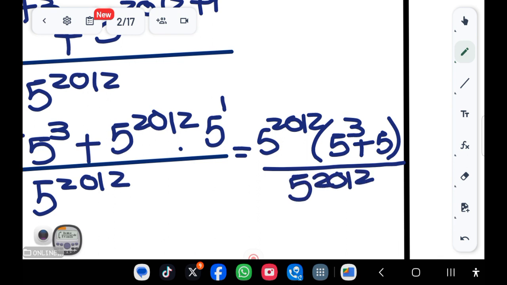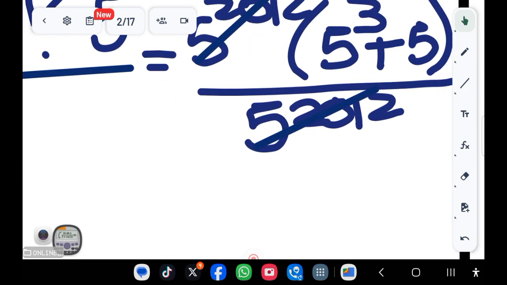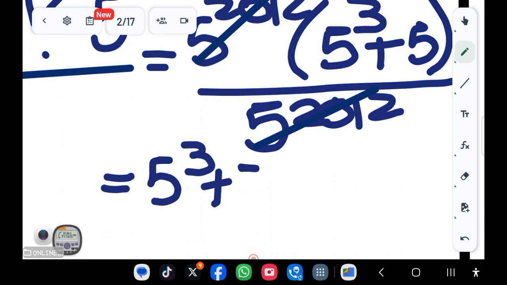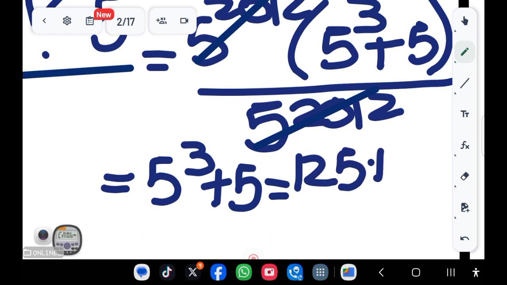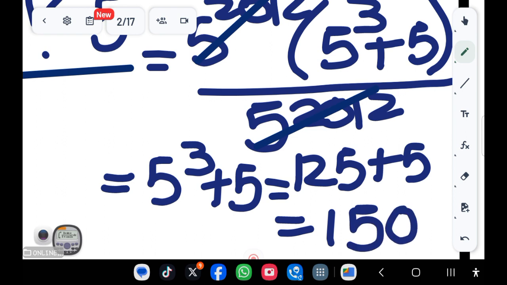And the 5 to the power of 2012 cancel out, and that leaves you with 5 to the power of 3 plus 5, and 5 to the power of 3 is 125 plus 5, and that gives us 130. And that is your answer.